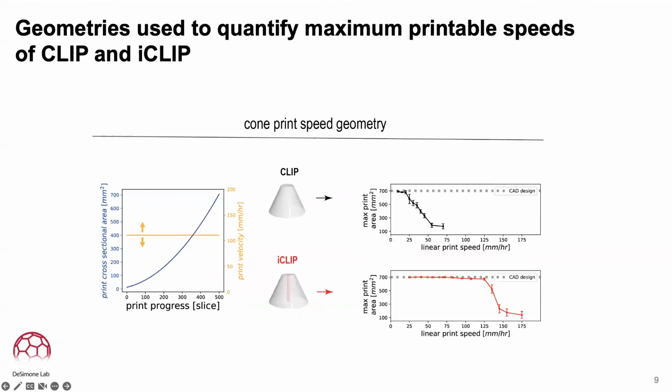Correspondingly, we can test a cone geometry, whereas in this case, we keep the velocity at which we're pulling the platform the same. However, the cross-sectional area of the part is growing. Once again, the linear print speed that we're able to achieve with this cross-sectional area is between 8 and 10 times higher for the injection process.